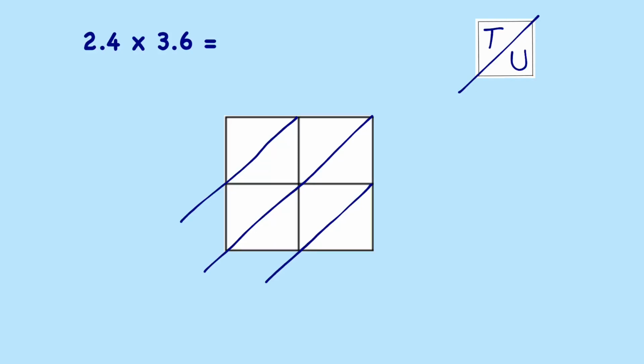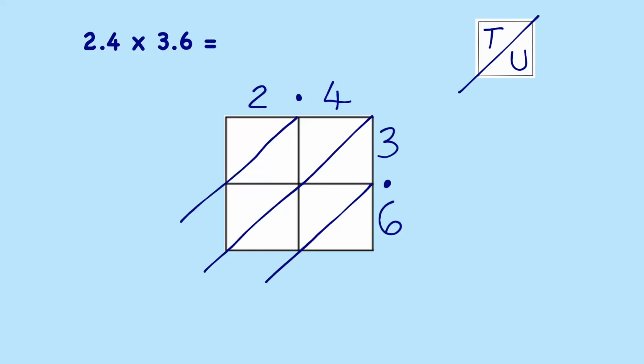Now you need to place the numbers that you're multiplying on the top and the right hand side of the grid. So I'm going to write 2.4, and you can see that my decimal point is in line with the lines of my grid, and then I'm going to write 3.6. It is really important that your decimal point lines up with this vertical line here, and the decimal point lines up with the horizontal line here.